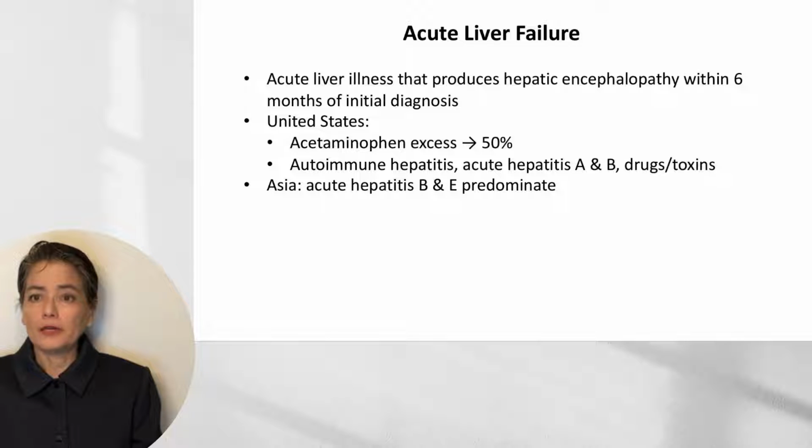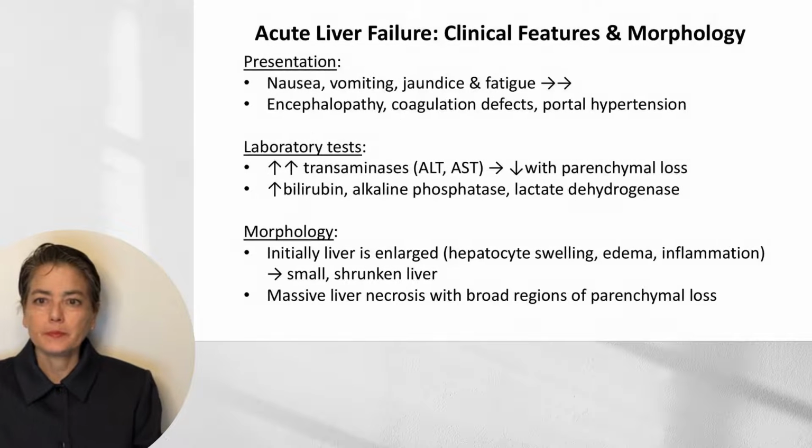There are multiple causes for acute liver failure in the United States. Acetaminophen excess, either intentional or accidental, accounts for about 50% of cases. Other causes that are common in the United States include autoimmune hepatitis, acute hepatitis A and B, as well as drugs and toxins. In Asia, by contrast, we see that the most common cause of acute liver failure will be hepatitis B and E.